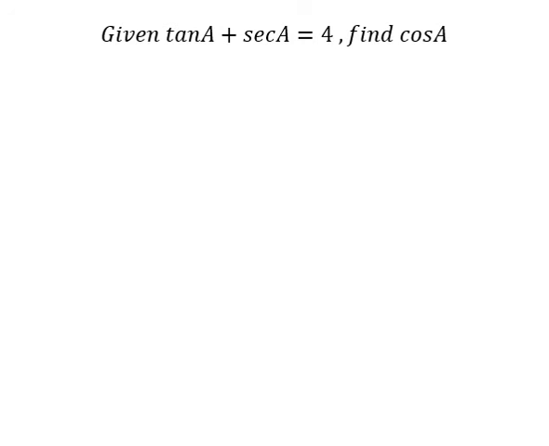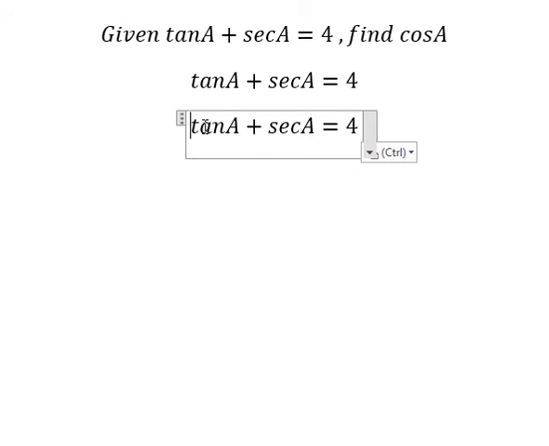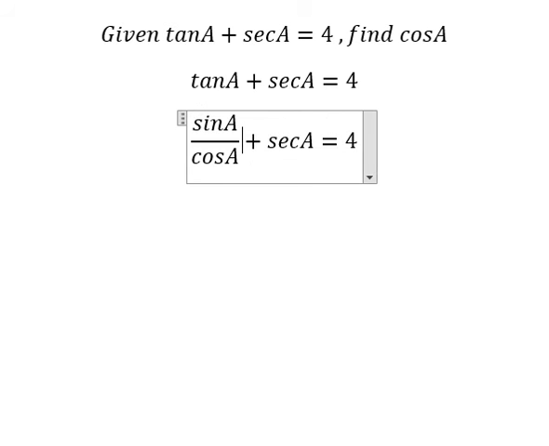The topic today is about 5 cosine A in here. So now I want to show you how to answer. So we know that tan A is sine A over cosine A. Secant of A is 1 over cosine A.